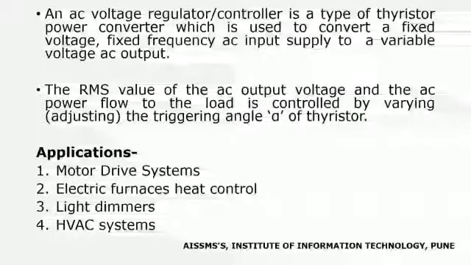Now, what are the various applications of AC voltage regulator? AC voltage regulator is used in motor drive system. It is used in electric furnaces, heat control. So we can say that it is used for industrial heating systems. It is also used in domestic heating systems. It is used in light dimmer circuit. It is used in HVAC system. It is also used in on-load tap changer of a transformer. So these are the various applications of AC voltage regulator.